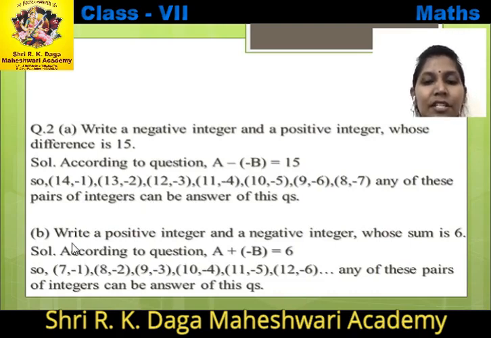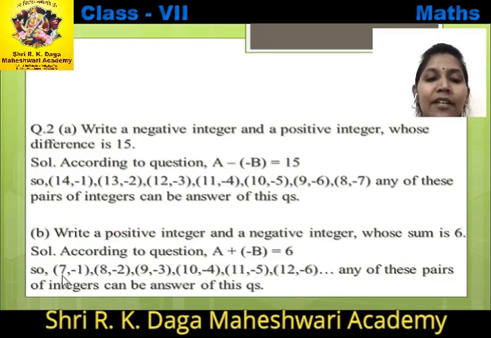Next question is write a positive integer and a negative integer whose sum is 6. Now according to question we have a positive integer and a negative integer. A is positive and B is negative, whose sum is 6. So the addition of the numbers is equal to 6. Now we have to find out such numbers.